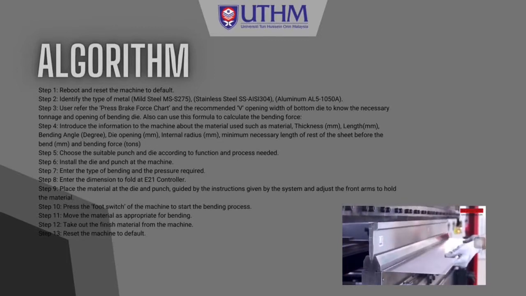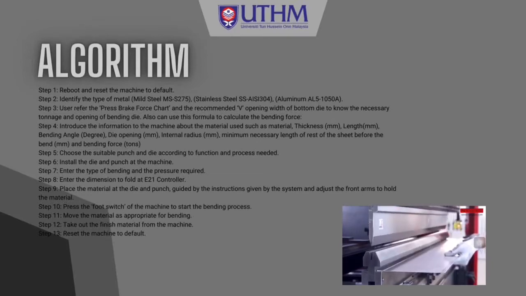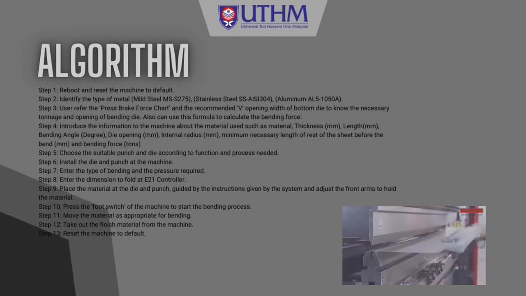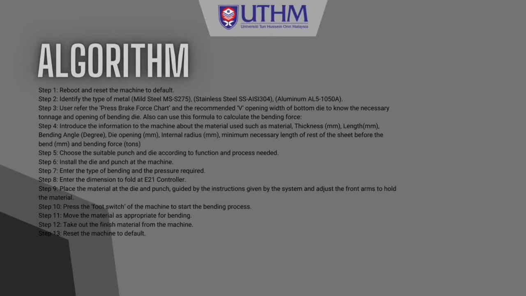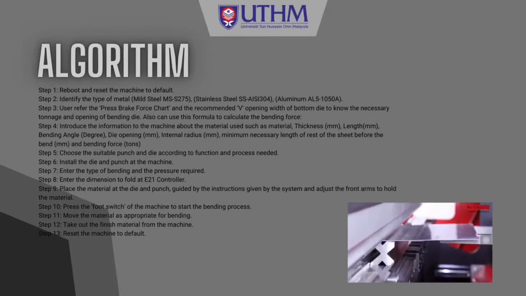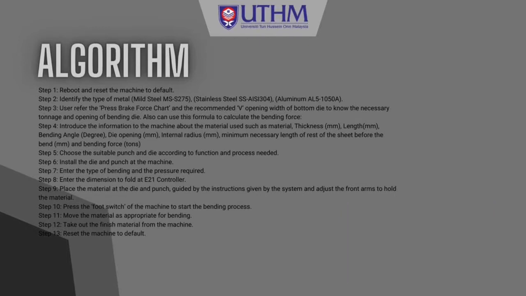Step 5, we need to choose the suitable punch and die according to the function and the process needed. Step 6, install the die and punch in the machine. Step 7, enter the type of bending and process required. Step 8, enter the dimension of the fold at the E21 controller. Step 9, place the metal at the die and punch. Step 10, press the foot switch to operate the machine. Step 11, move the material to the appropriate position for bending. Step 12, take out the finished material from the machine. And the last, step 13, reset the machine to default.